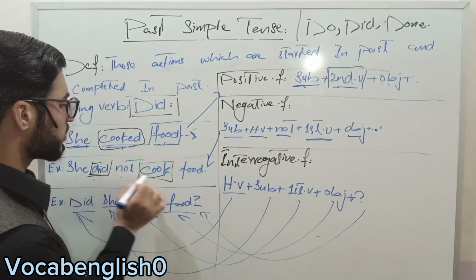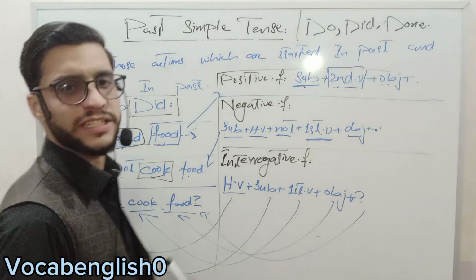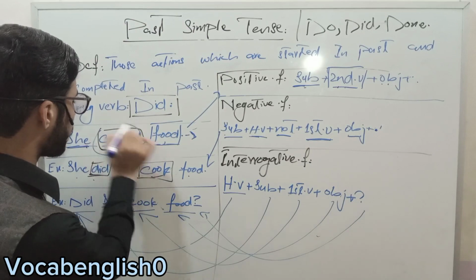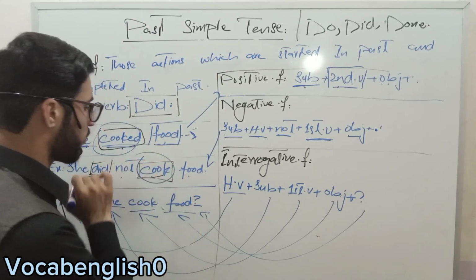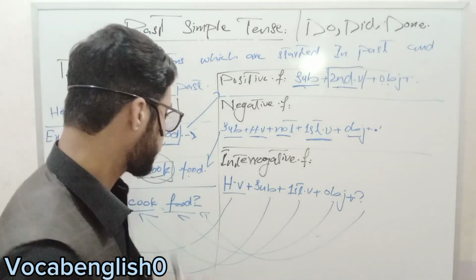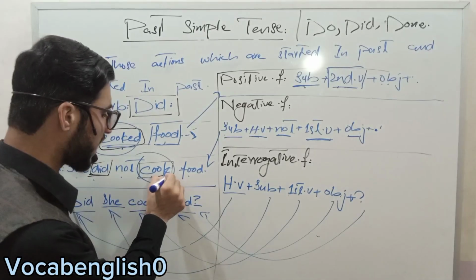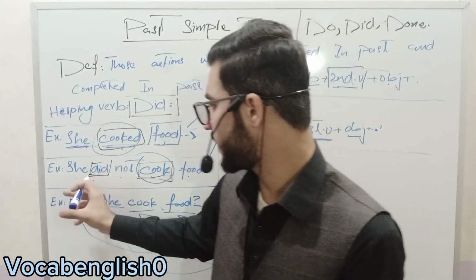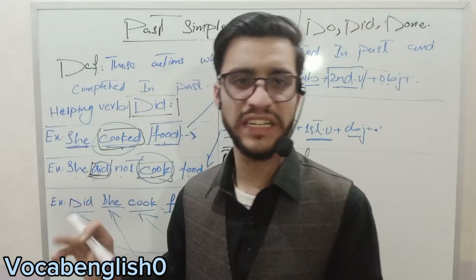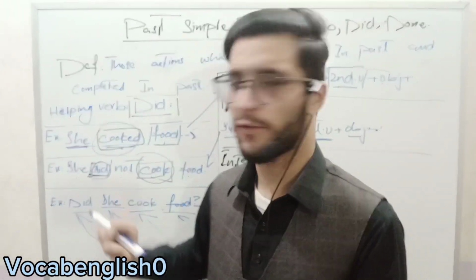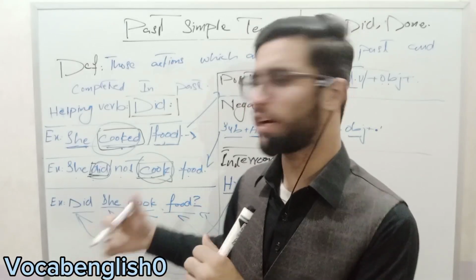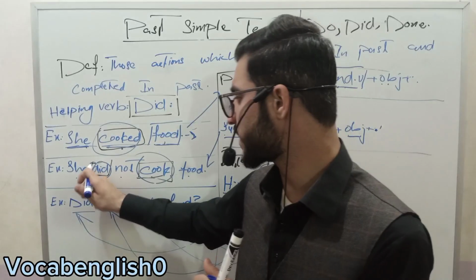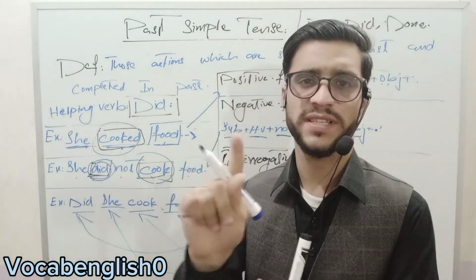She did not cook food. Now here in the positive we are using second form verb, here we are using first form verb. What is the difference? This is the difference. Why are we not using second form verb in negative formula? Because did is already a second form verb. That's why we are not using another second form verb in negative example. Just one second form verb we are using in one sentence.